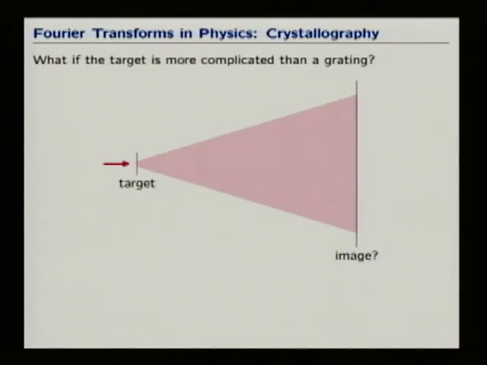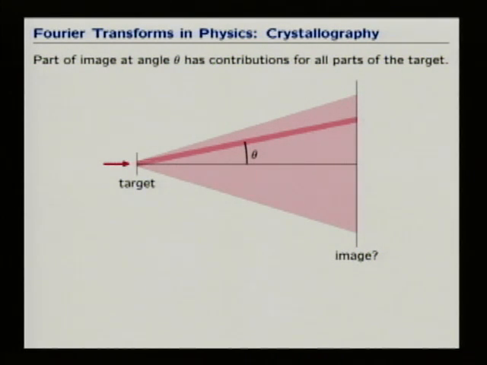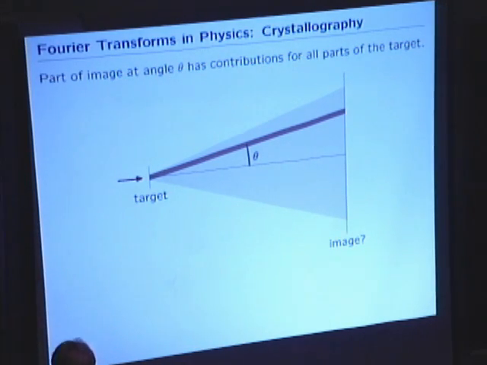So the idea was, what would happen if the target is more complicated than a grating? The way to think about this is, just like in the case of the grating, the light that hits a point in the far field came from all over the target.